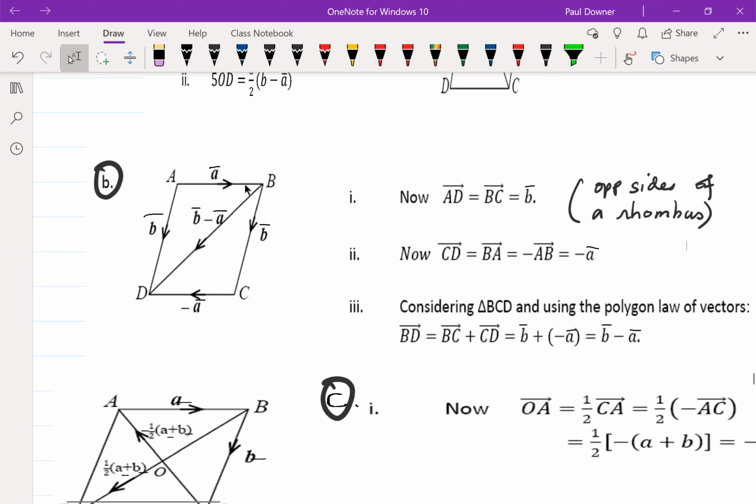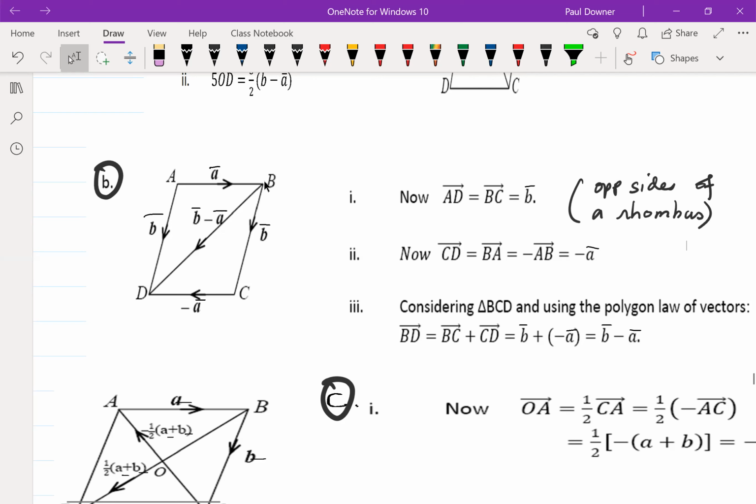Now, we do not know BA right away. We know AB. But there's a property that relates BA and AB. The property that relates BA and AB is that they are inverse vectors, meaning that they have the same magnitude, but they are going in opposite directions. So that's what I wrote here. CD, which is what they want us to find, is the same vector as BA, because they are opposite sides of a rhombus.